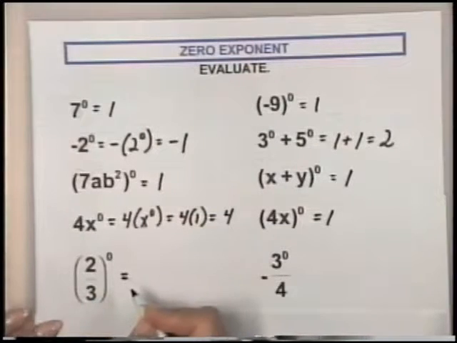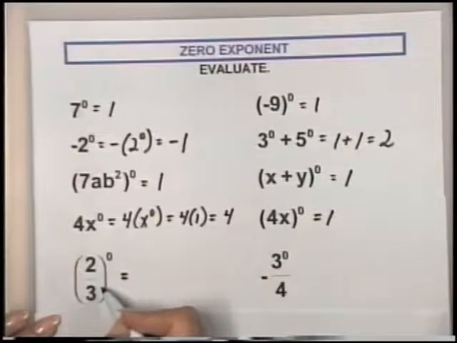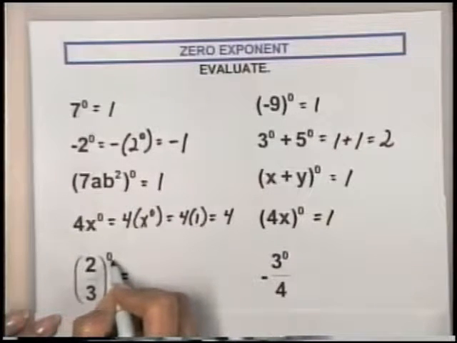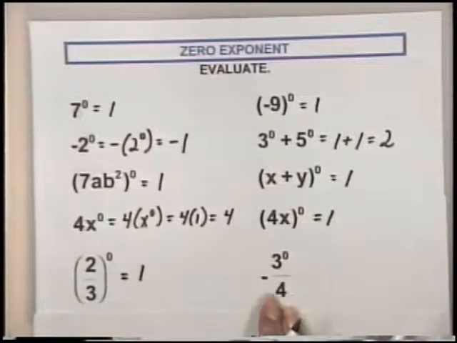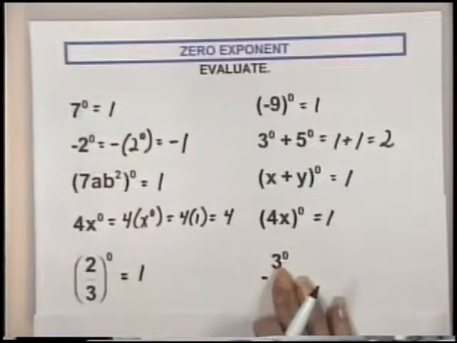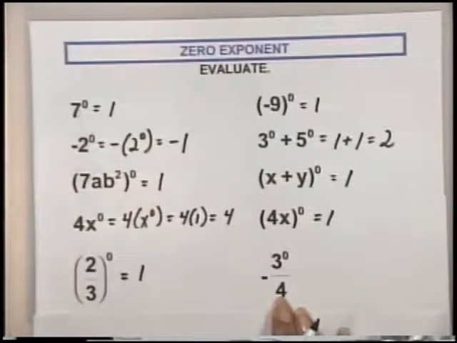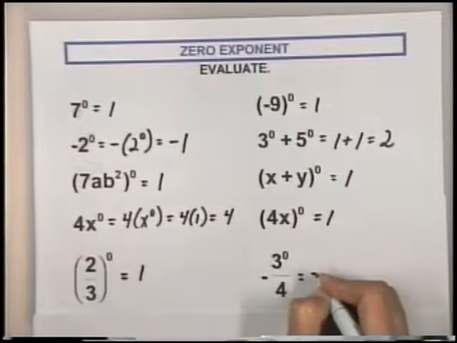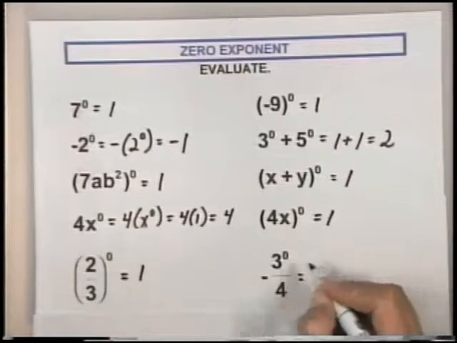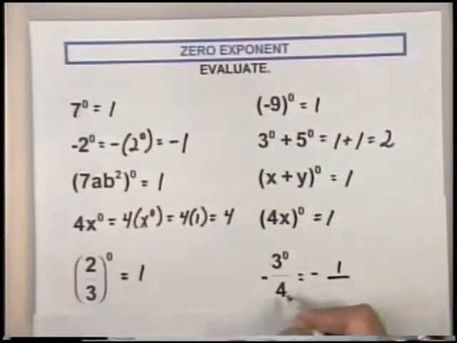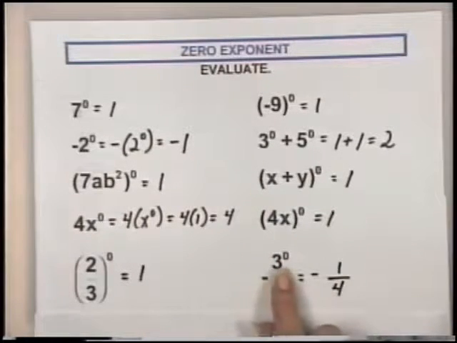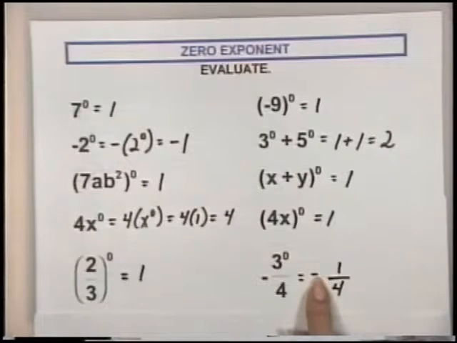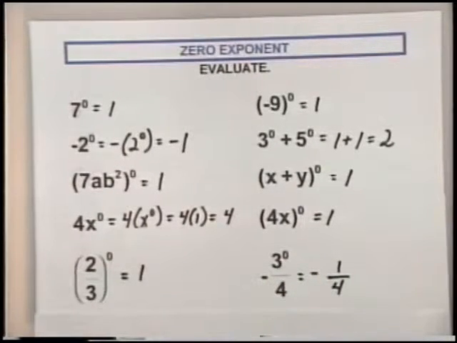For 2/3 raised to the 0 power, since the 2/3 is in parentheses, the 0 is the exponent for the quotient 2/3. So 2/3 to the 0 is 1. For this problem, I have a negative, then I have 3 to the 0 divided by 4. The 0 exponent only applies to the 3. This means minus. Then in the numerator, I know the 3 to the 0 is 1, and in the denominator, I have a 4. So the answer for minus 3 to the 0 divided by 4 is negative 1/4.